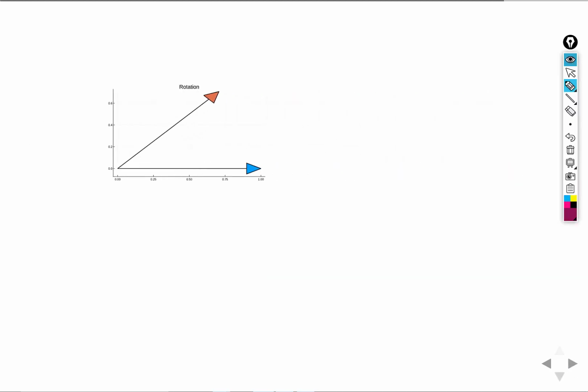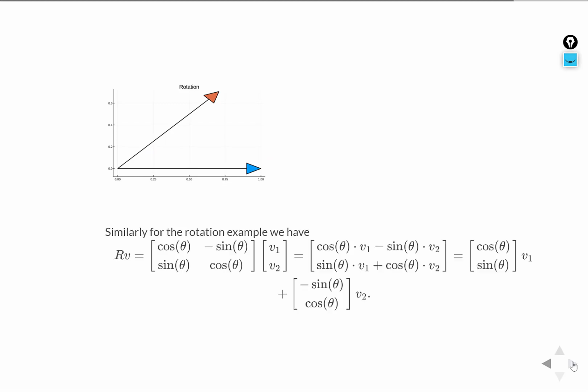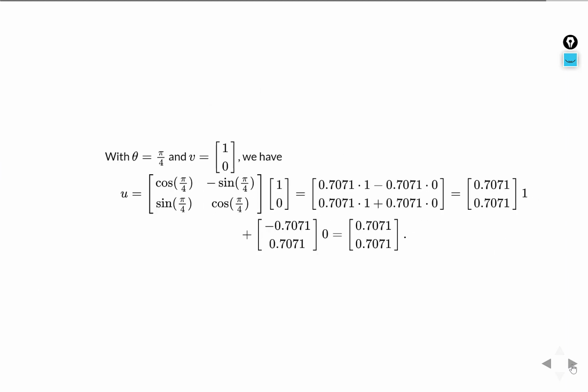As you can see, this is V, this is U, which is a rotated version of V, and this angle is 45 degrees. So we can again write the rotation times V in the form of row times column, or a weighted sum of columns of the rotation matrix. We can also numerically compute U. Next time, we're going to look into 2D and 3D rotation matrices.